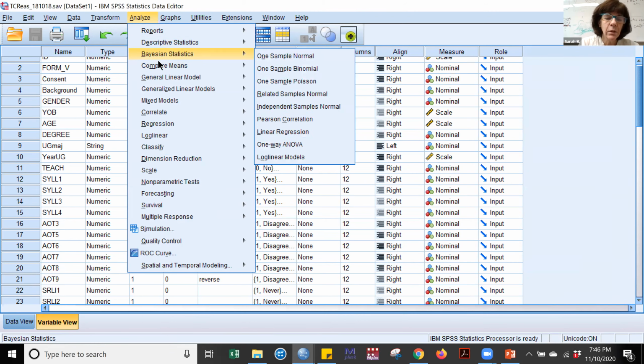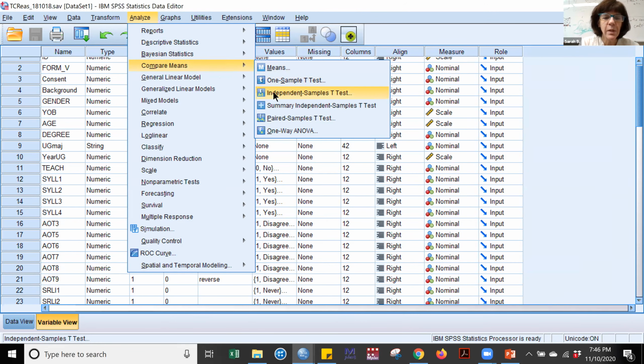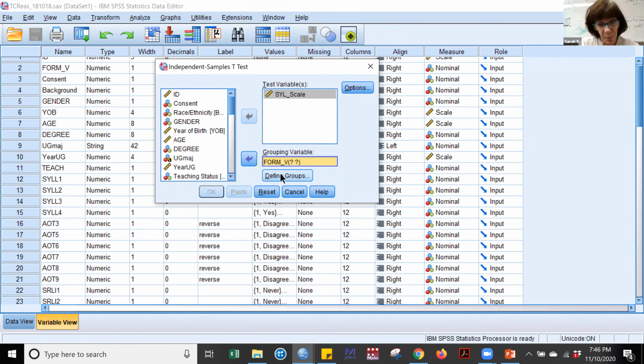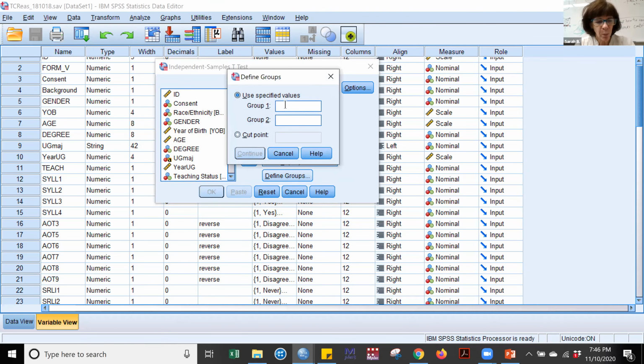So I'm going back in to compare means, independent samples t-test. I want to test syllogisms. And I'm going to group people according to the form. And I'm going to define the groups. One of them is group 1 and one of them is group 2. And I suggest that you always use specified values based on actual existing groups. The second choice is to artificially cut up your sample into groups, which I don't particularly approve of. And I covered that in other classes.